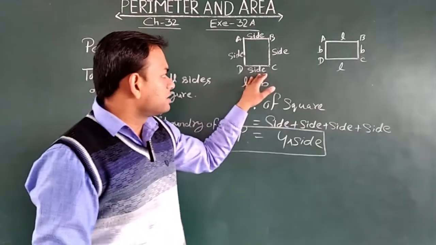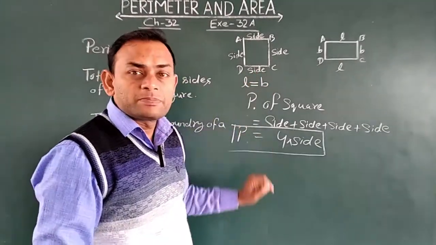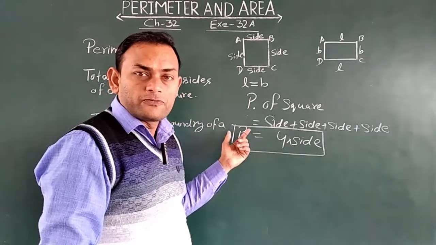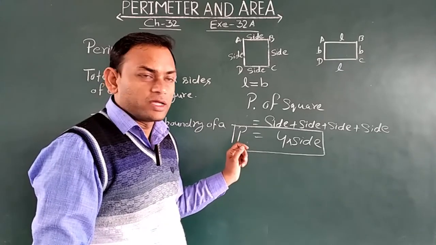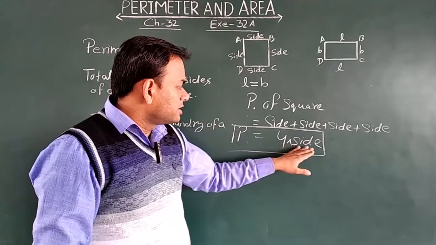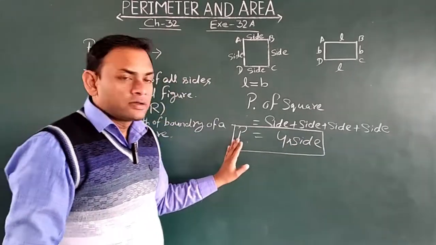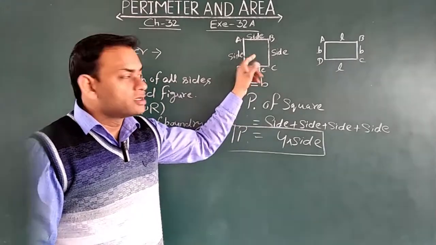Means if you know one side of a square, then by multiplying the side by 4, you can find the perimeter of the square. So whenever you have to find the perimeter of a square, you just multiply the given side by 4, and you will get the perimeter of the square. Got it?